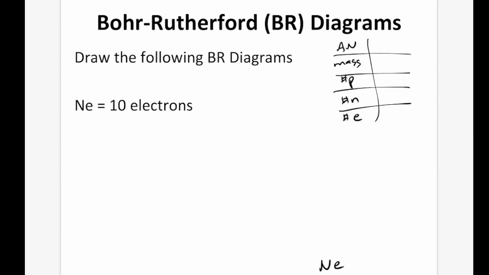So the atomic number of neon, we're told, is 10. It has 10 electrons, therefore it has an atomic number of 10. The mass of neon when we look at the periodic table is 20. The number of protons equals the number of electrons, so that's 10. The number of neutrons is going to be 20 minus 10, which is 10. And the number of electrons, like we said, is 10.